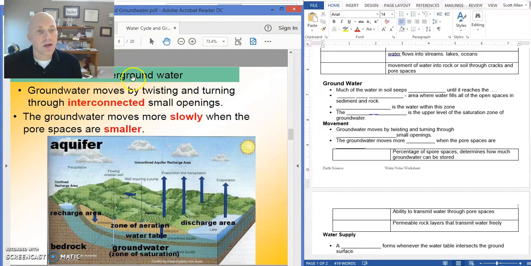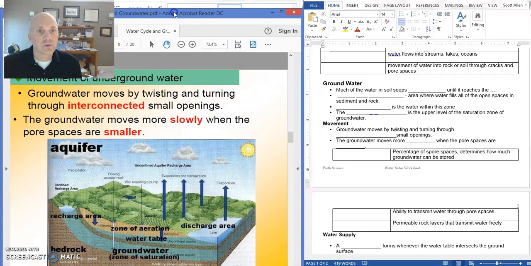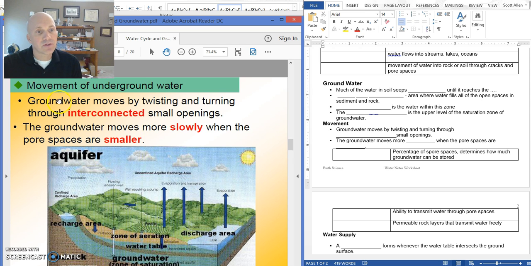Okay, so how does water move in the ground? All right, groundwater moves by twisting and turning through interconnected small openings. All right, and one thing about that is that it's going to move a lot slower when the spaces between the particles is smaller. All right, and a simple way to think about this is to have a container with sand and have a container with gravel.